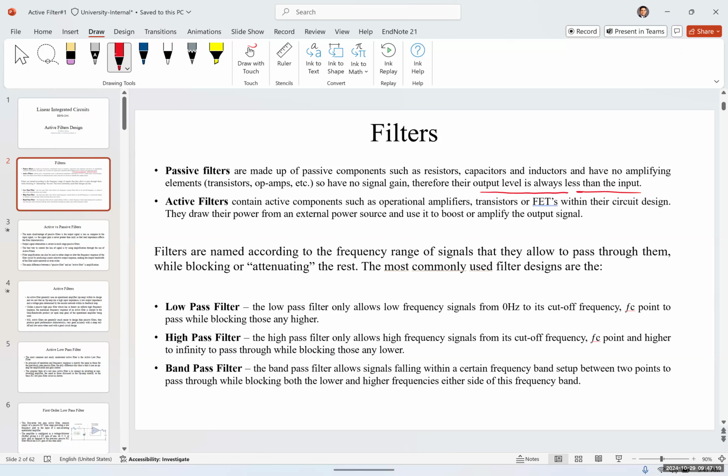And we have the active filters. So an active filter is made out of active elements. These active elements create a gain. They usually have an external power source, from which they draw the power. Some active element components are, for example, transistors, op amps, BJT, JFET, FET transistors, and so on.